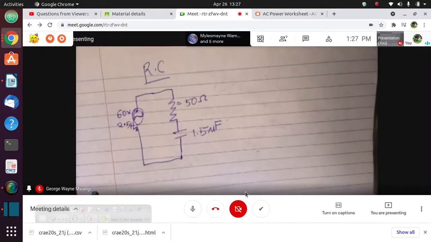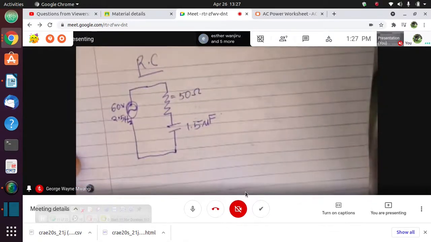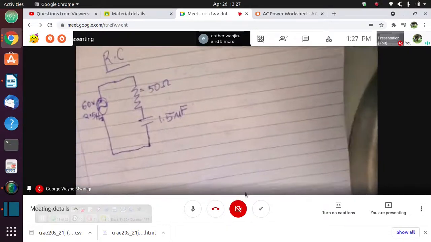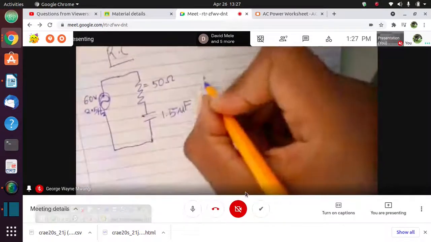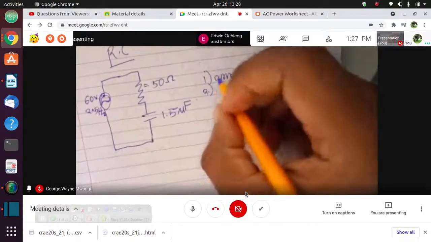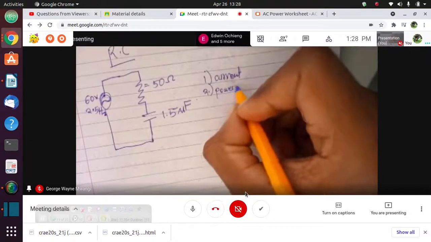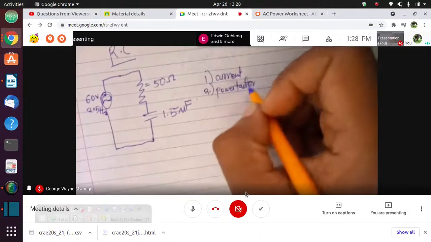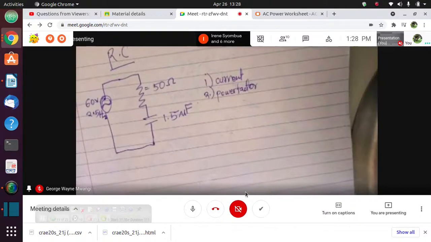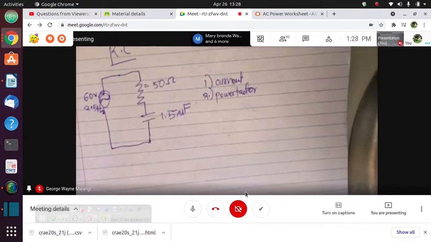I don't know whether we had done this example before, but let us do it. Now, you've been told to find number 1, the current flowing through the circuit, and number 2, the power factor flowing in that circuit. Now, how do you find the current?